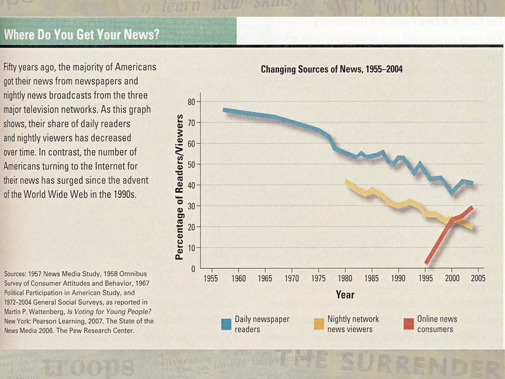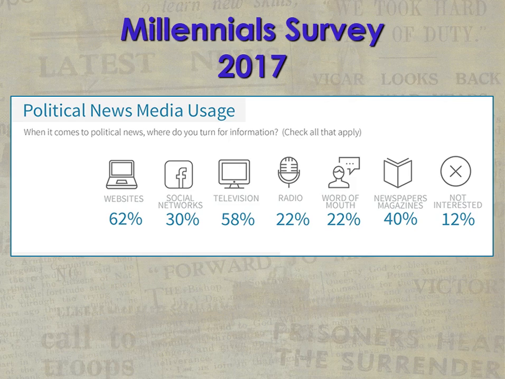And again, we see a graph that shows us the same thing. Daily newspaper going down. Nightly news networks going down, but online going up.